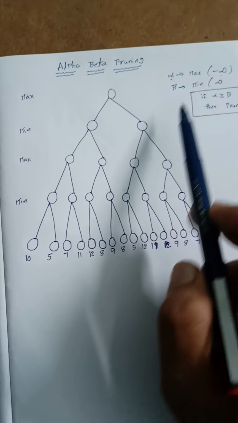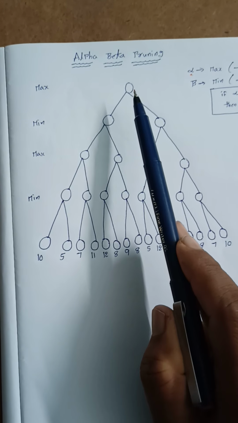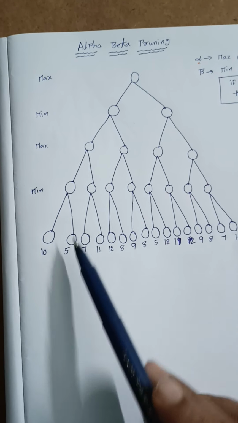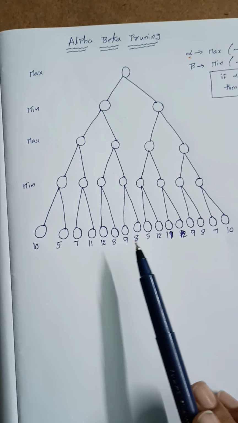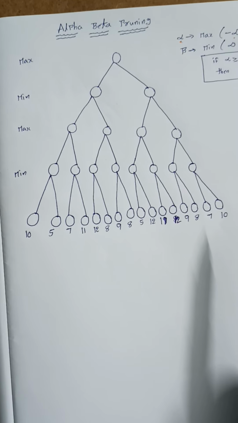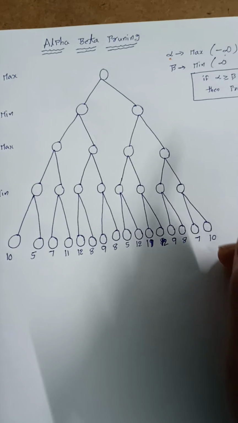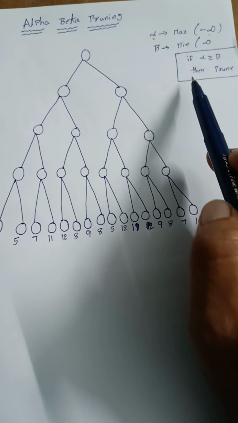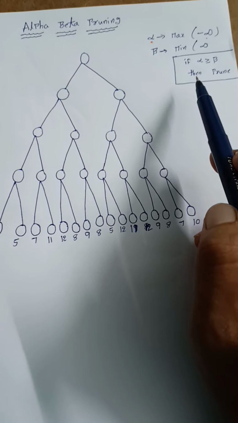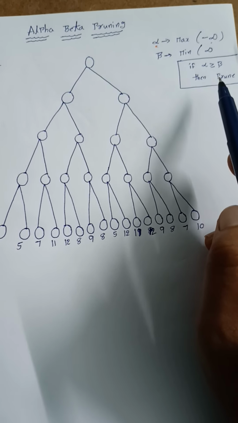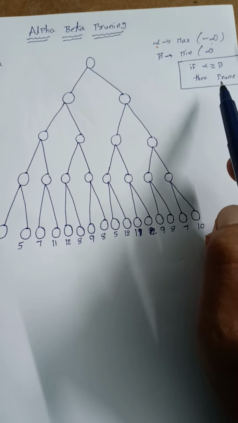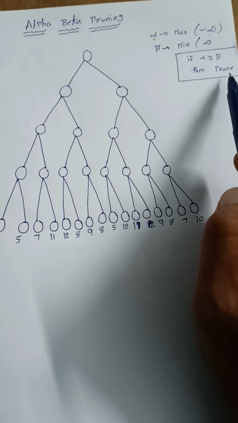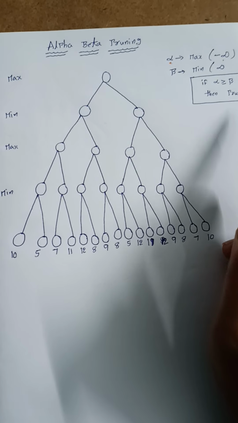Like the minimax searching algorithm, here also we will assume one as the maximum level and another one as the minimum level. So maximum, minimum. Here are the randomly selected terminal node values. Here we apply one condition: whenever alpha is greater than or equal to beta, then we stop that problem. If alpha is greater than or equal to beta, then we apply the pruning. Pruning means cut off. Now we will start the problem.